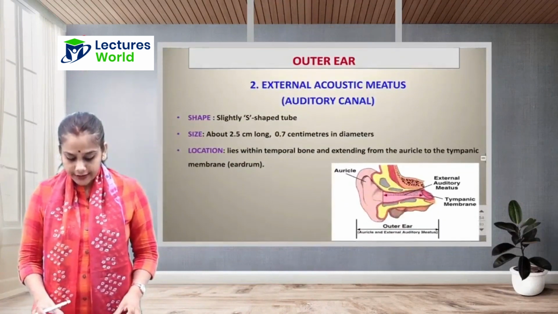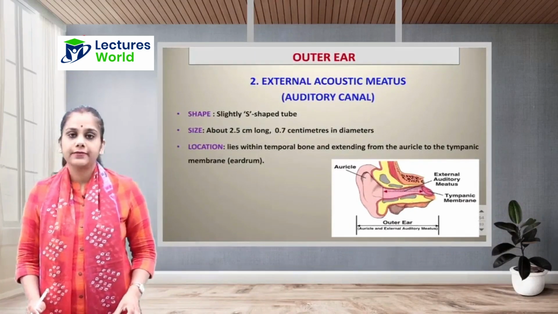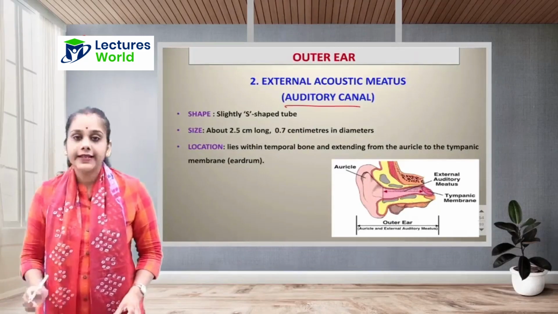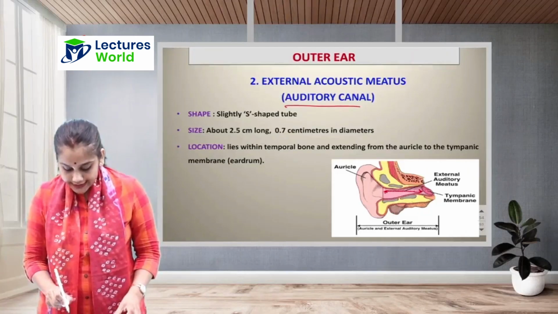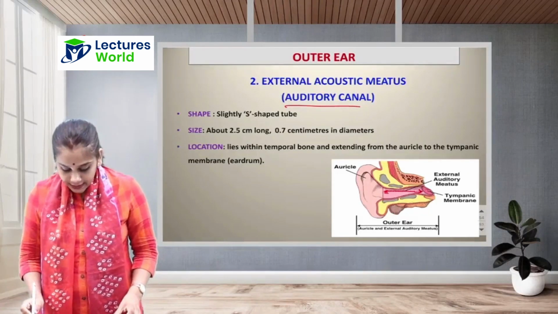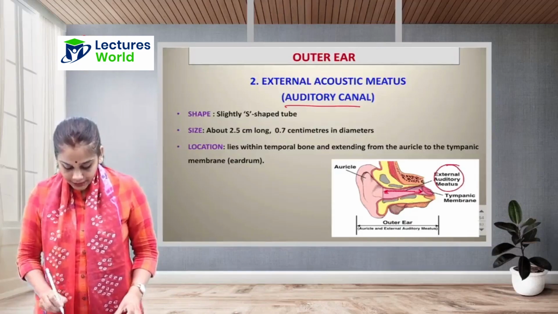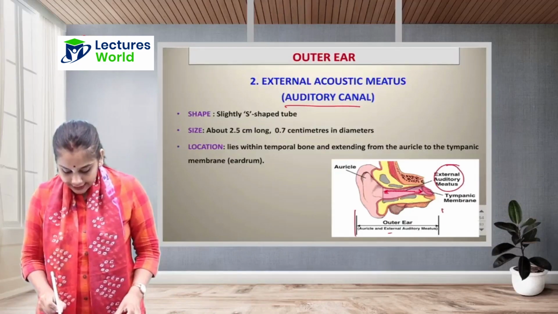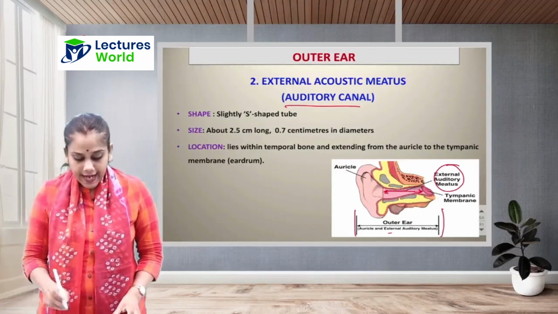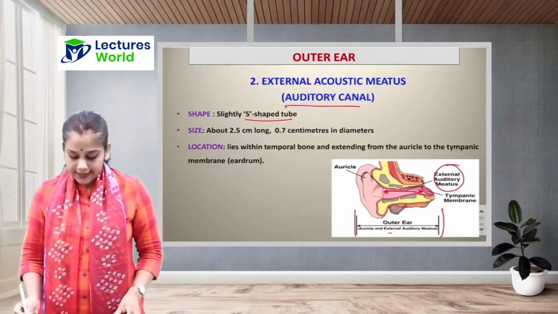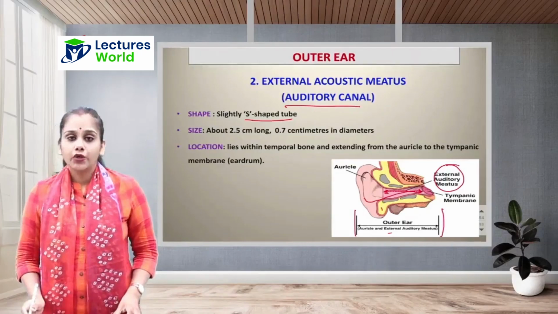Now in the outer ear, the second part is the external acoustic meatus, or we can say the auditory canal. See, this is the auditory canal, the external acoustic meatus or external auditory meatus. You can see in the figure. See, this is the outer ear. The shape of the auditory canal is slightly S-shaped. You can see this is an S-shaped tube.